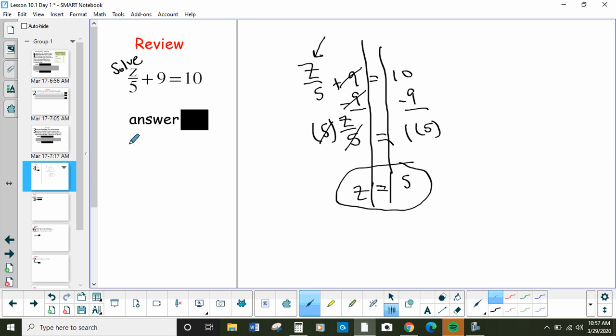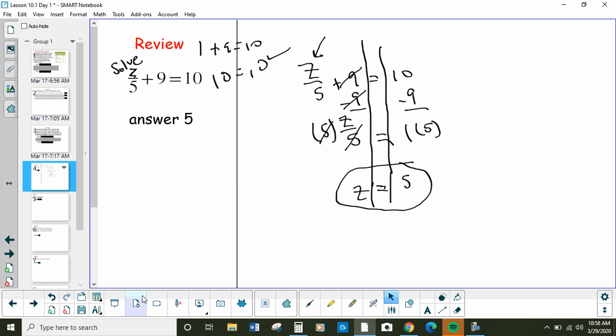And what did we just figure out when we said z equals 5? We figured out what number goes here to make this true, right? So if I put a 5 right there, 5 divided by 5 is 1, and 1 plus 9 is 10, because 10 equals 10, and that's the number that makes this true. Let's practice that a few more times before our quiz next week.